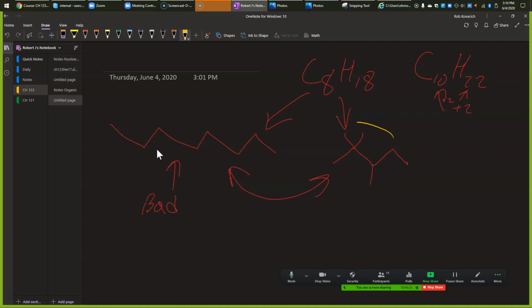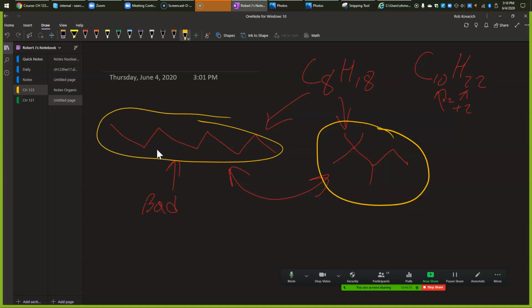In organic chemistry, this molecule is highly sought after as a fuel. This molecule, you do not want that in your gas tank. But they have the same chemical formula. The difference is when I have a shorter molecule with lots of branched chains on it, the temperature at which it ignites is a lot higher than what it would be if it was a straight chain.